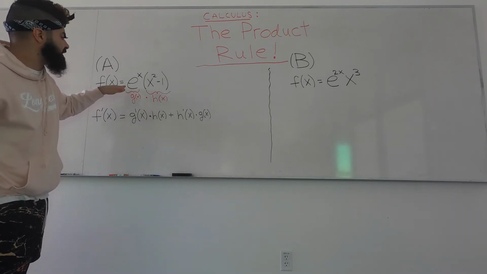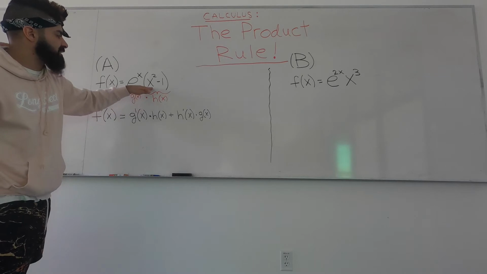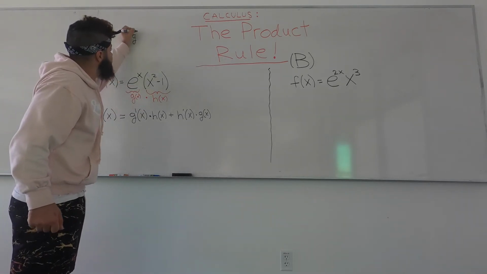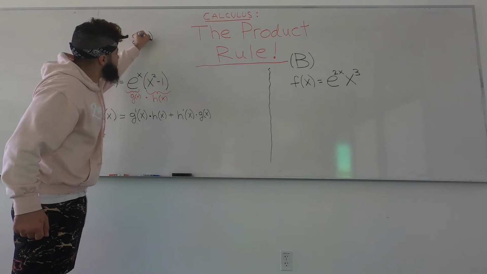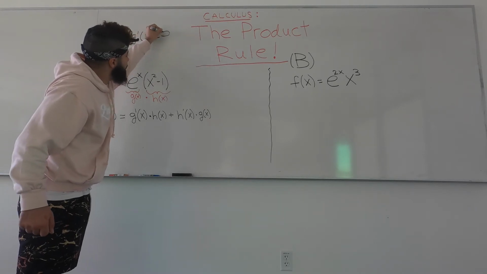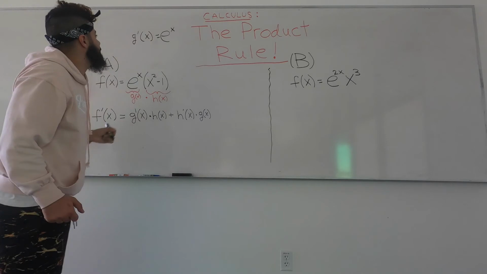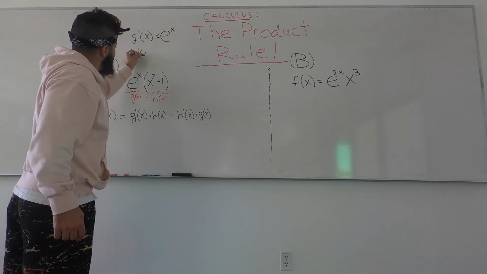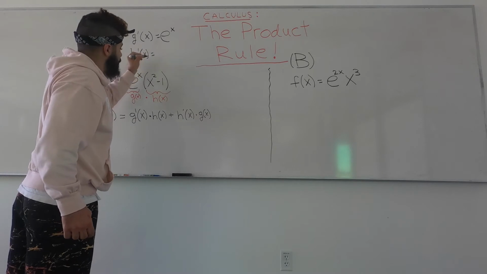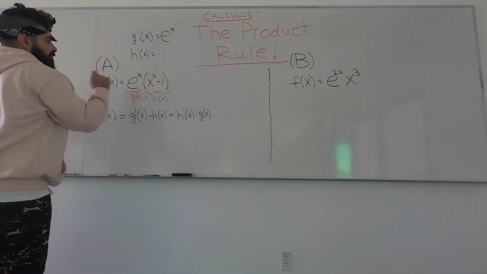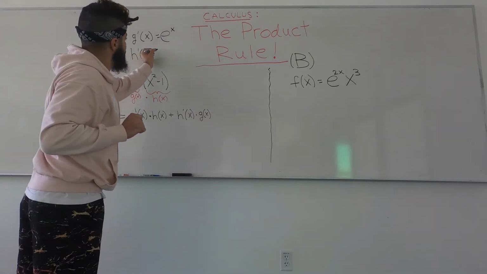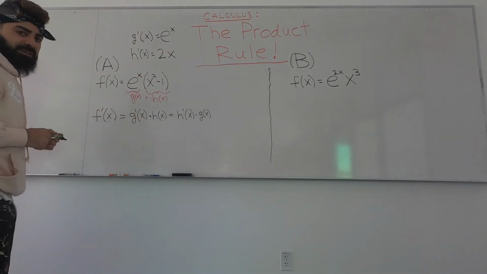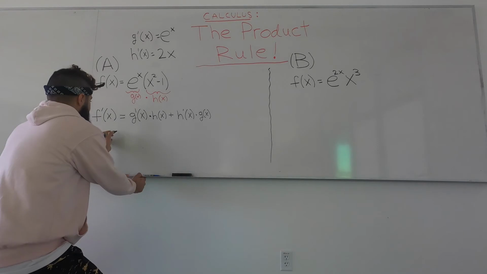So we know that g of x is e to the x, h of x is x squared minus 1. How about g prime of x? The derivative of e to the x is itself, so that's nice. E to the x. How about h prime? From our previous video on power rule, we learned that the derivative of x squared minus 1 is just 2x. And now it's just plugging in from here.